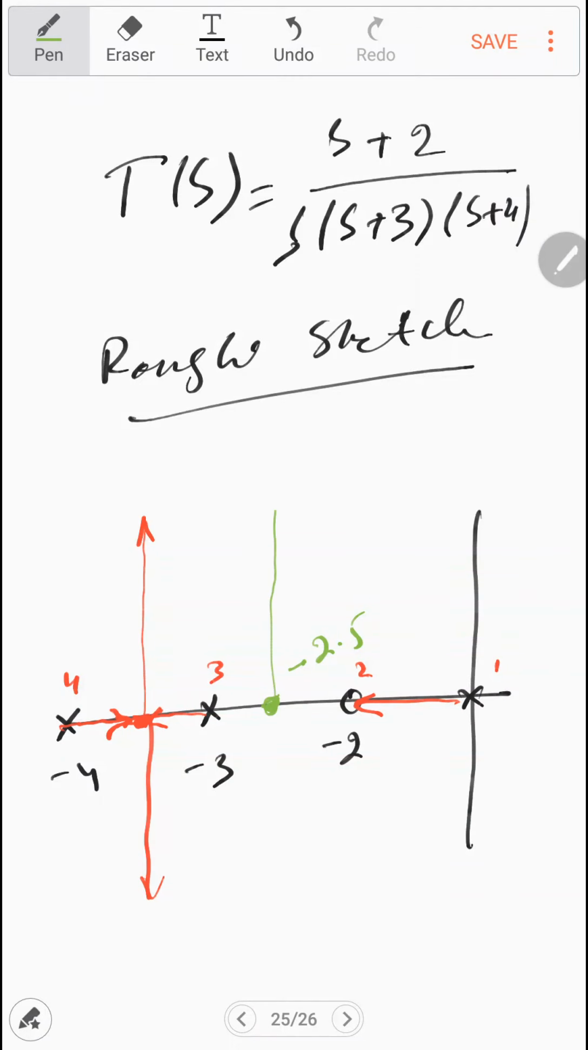So pi by 2 is this one. You see, this is pi by 2. Sorry, pi by 2. And what is 3 pi by 2? This is 3 pi by 2. You see, this angle is 3 pi by 2.